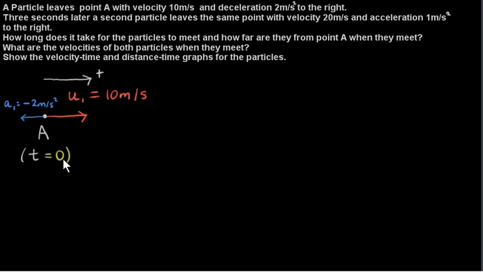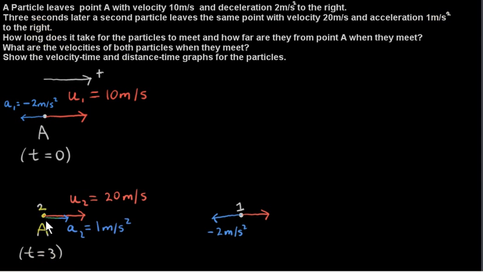Now for particle 1, I'm setting the timer to 0. That's the time particle 1 leaves point A. 3 seconds later, a second particle leaves the same point with velocity 20 meters per second and acceleration 1 meter per second squared to the right. Here is a picture of the situation 3 seconds later.